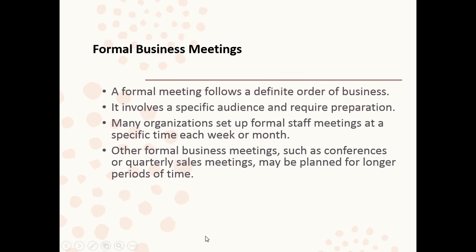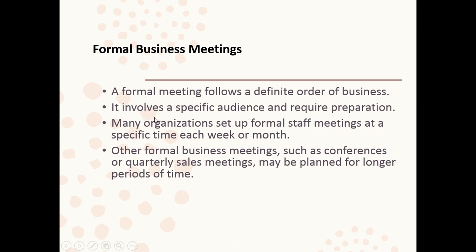Okay, so next is formal business meeting. Just now was informal, so now formal. So for a formal business meeting, a formal meeting follows a definite order of business, which is, we already have a specific agenda of what we want to discuss. That is a formal business meeting. That's why it says a formal meeting follows a definite order of business, following the list of agenda that has been decided.